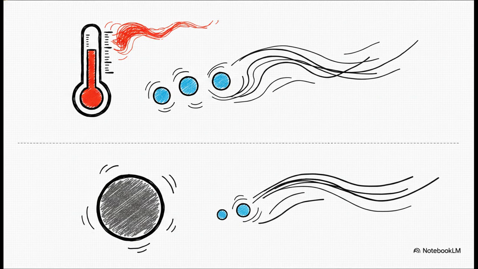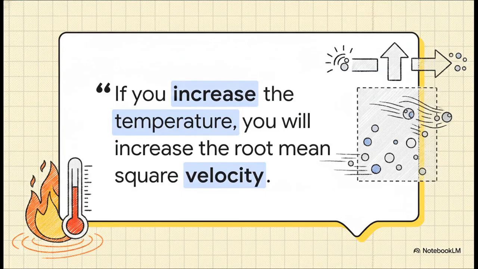Conversely, because molar mass, M, is in the denominator, RMS speed is inversely proportional to the square root of molar mass. This essentially tells us that a heavier gas molecule is always going to move slower than a lighter one, even if they're heated to the exact same temperature. Makes sense, right? To really hammer this crucial point home, let's look at this direct quote from our sources. If you increase the temperature, you will increase the root mean square velocity of the gas. It's just a beautifully direct relationship between the thermal heat you apply and the pure, kinetic, zooming movement of the invisible particles inside that container.